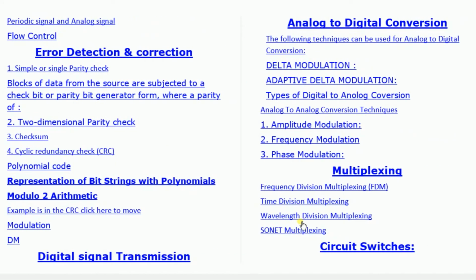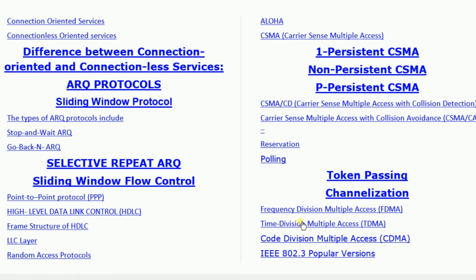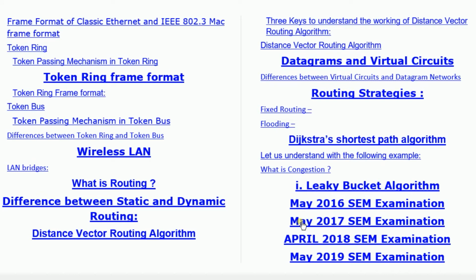Okay, those things we will see, and then the error detection and correction methods, digital signal transmission, analog to digital conversion, and multiplexing, circuit switches, and difference between connection oriented and connectionless service, ARQ protocols, then CSMA, Aloha, then token passing, then token ring frame format, wireless LAN, then datagrams and virtual circuits, Dijkstra's shortest path algorithm, different algorithms like leaky bucket algorithm.